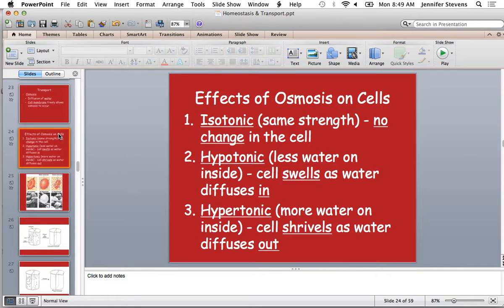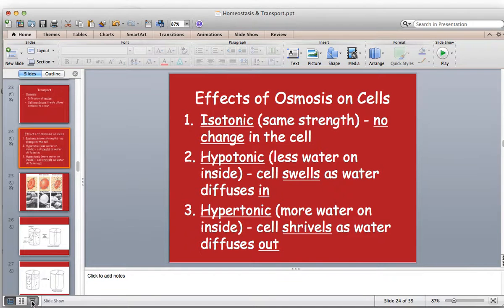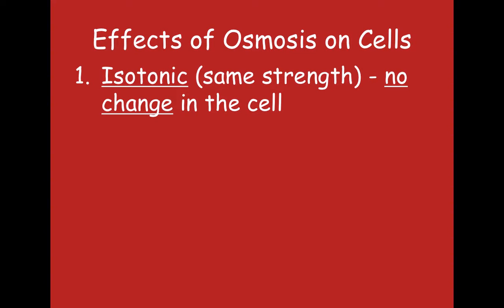All right, so osmosis is the diffusion of water. Now, we can look at how osmosis affects cells. So if I place a cell in a solution that we call isotonic, isotonic means that it is the same strength. So the water concentration on the inside and the outside are the same. Basically, if you have something that sits in something that is isotonic, you would see no change in the cell.